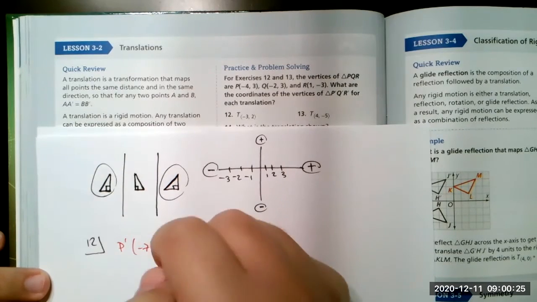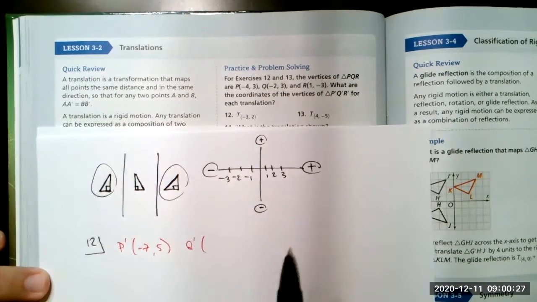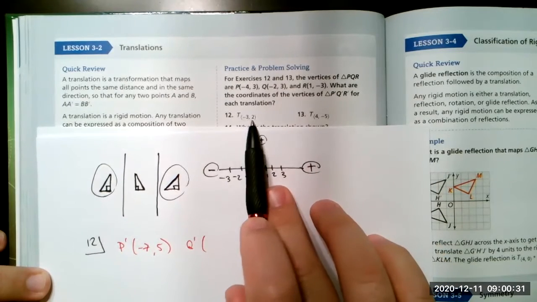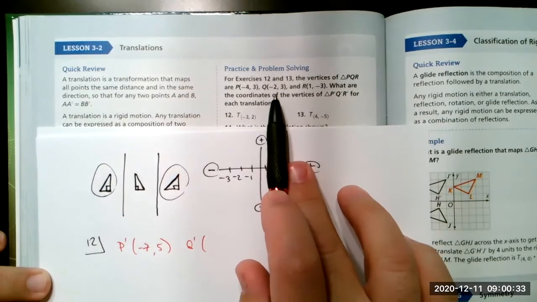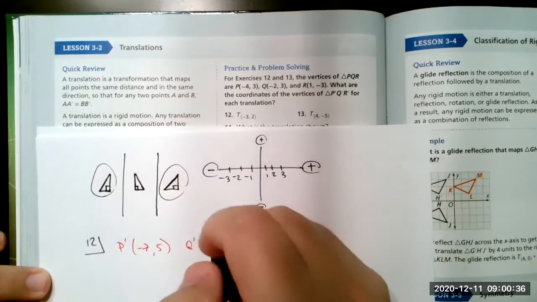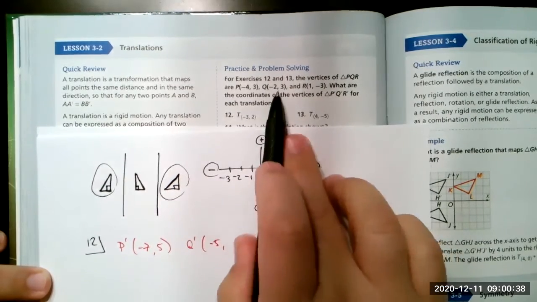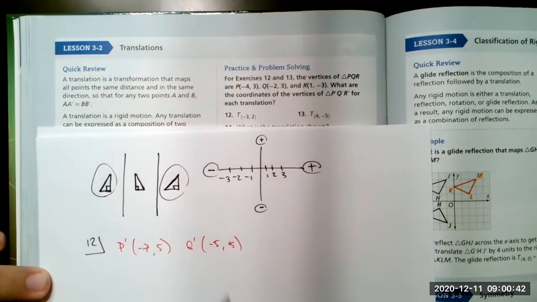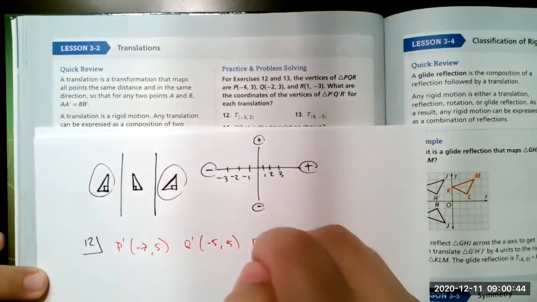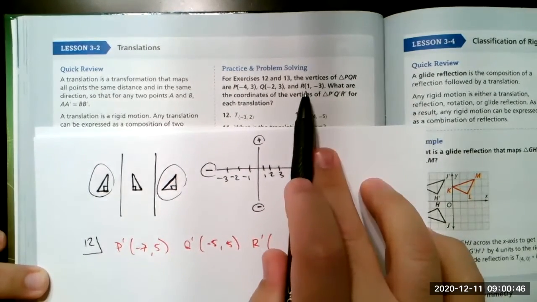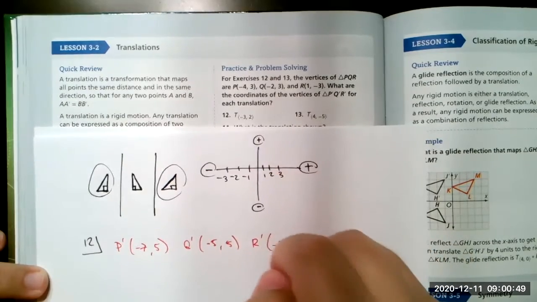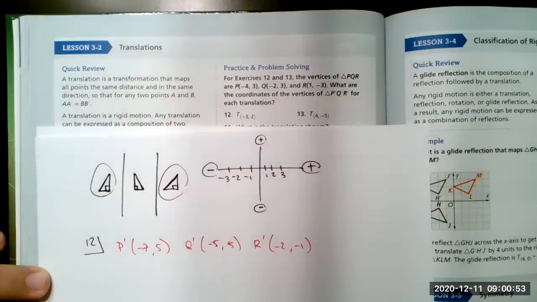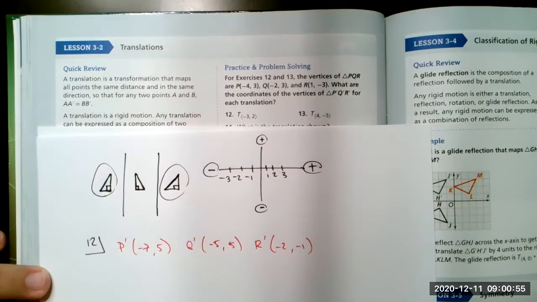And then Q. So Q prime, Q is at -2, 3. So if I add those X values and those Y values to that original point, -2 plus -3 is -5. 3 plus 2 is 5. So Q prime is at -5, 5. And then R prime, 1 plus -3 is -2. -3 plus 2 is -1. So there would be my image.